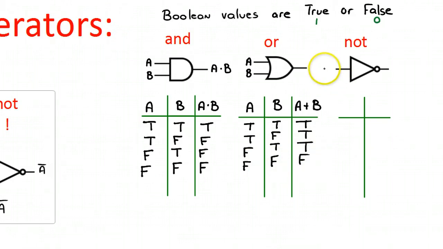Our last gate, not. So we have A as the input, and the output's going to be not A. So this simply flip-flops it. If the input is true, the output is false. If the input is false, the output is true.